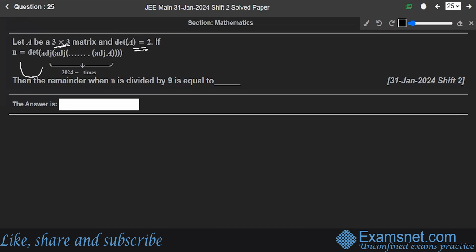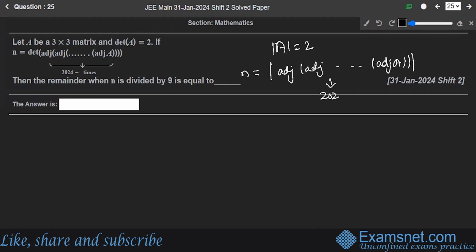If n is given by the determinant of adjoint of A taken 2024 times, then the remainder of n when divided by 9 is equal to? Here you are given that the determinant of A is equal to 2, and n is equal to the determinant of adjoint of determinant of adjoint of A, repeating 2024 times. You know that the determinant of adjoint of A is equal to the determinant of A squared.